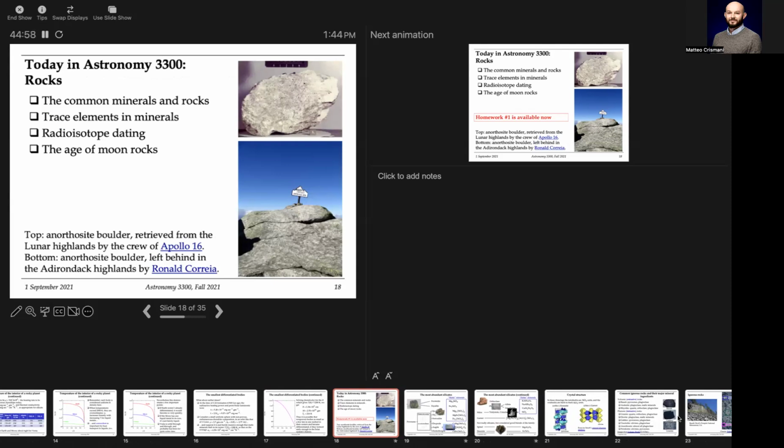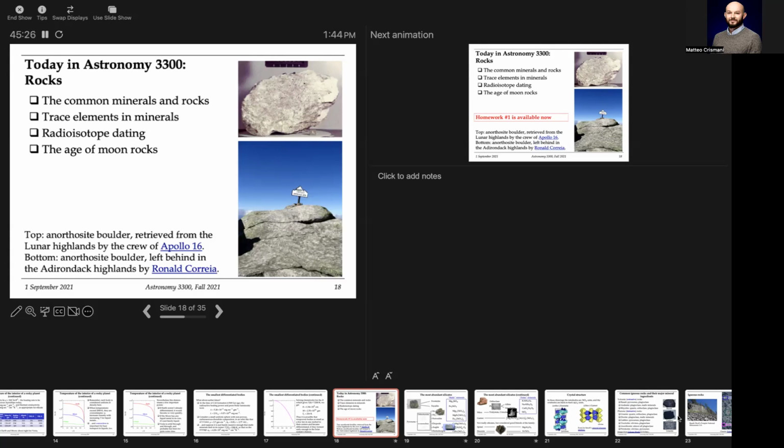What's that? A rock, very good. What kind of rock? Don't read, don't read. What kind of rock? I have to look at it closer. It's a moon rock. That's an anorthosite boulder from the moon. That's not my photo, obviously.